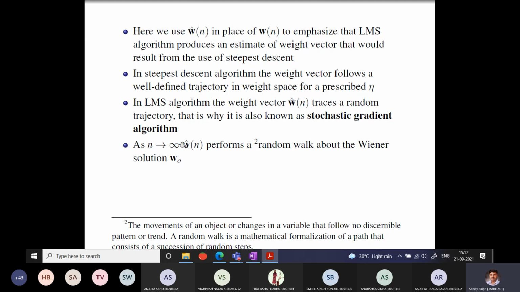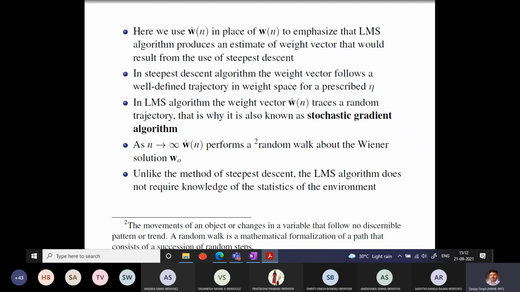So here, this particular hostel is the Wiener solution. It says that the LMS algorithm, provided the number of observations is infinity or more, performs a random walk about the Wiener solution Wn. Ultimately, we have just concluded previously that the Wiener filter is the ideal adaptive filter. So it says that as the number of observations grows, LMS, through the random walk, approaches it. And this definition of random walk I mentioned here.